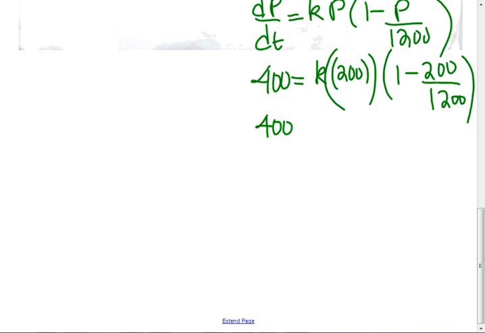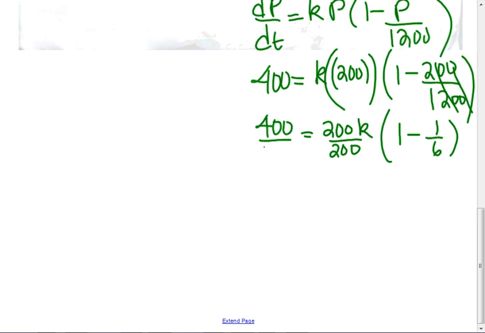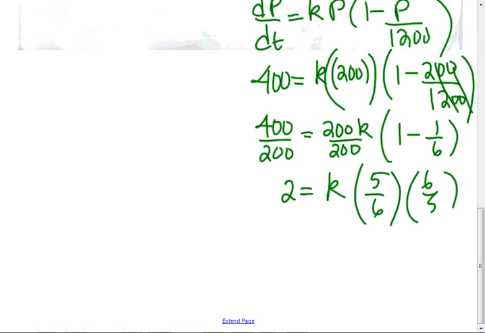Besides that, I don't know what else to do. Oh, could I divide by 200? Then this is 1 minus 1/6. So I want to make this easy. No, I want k by itself. 2 equals k, and this is what, 5/6? Yeah. So multiply by what? 6/5. You're not done.